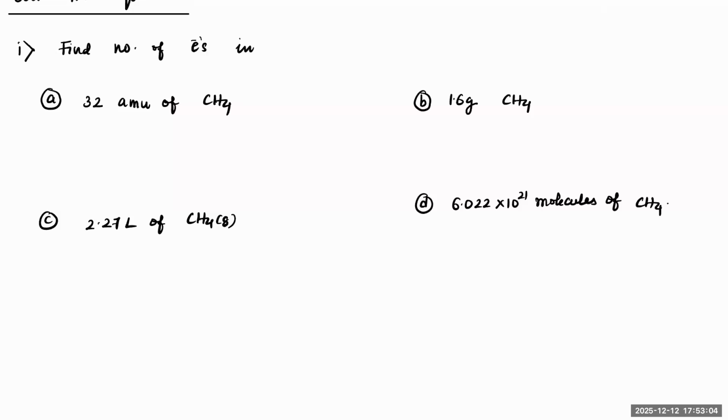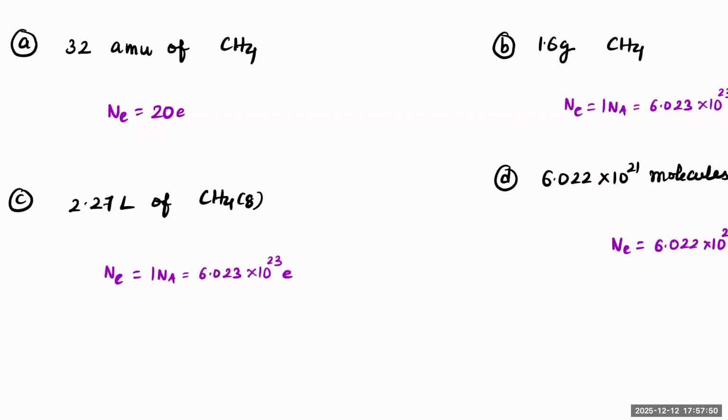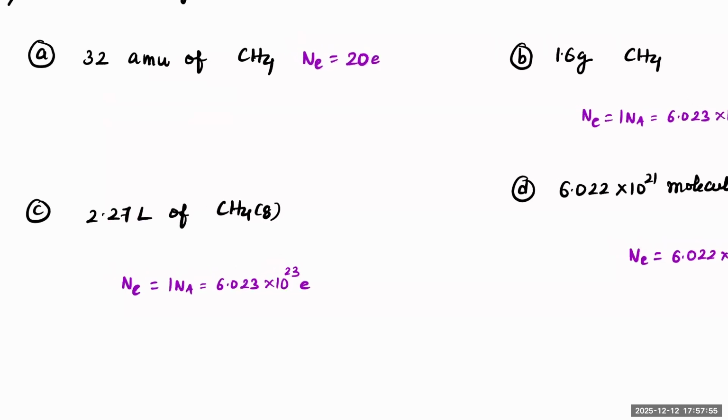If the question is asked in so many different formats, you should be able to figure out the number of electrons in any of the cases. So try that. Let's see whether you're stuck somewhere or if anything is going wrong. Total number of electrons in one methane will be 6 electrons plus 4 electrons, so total 10 electrons are present in one CH4 molecule.